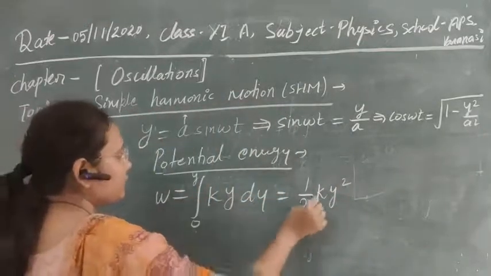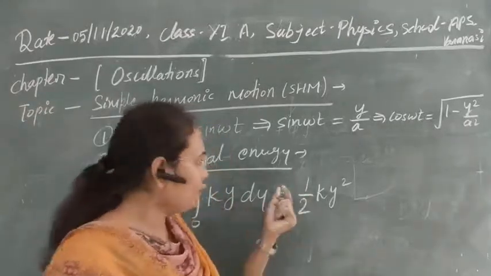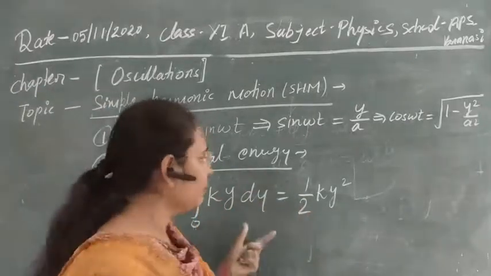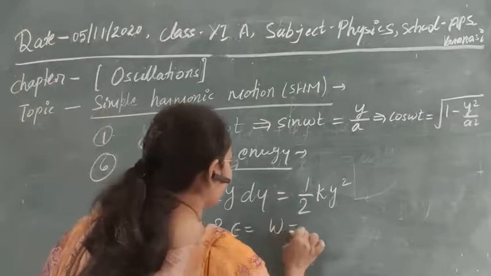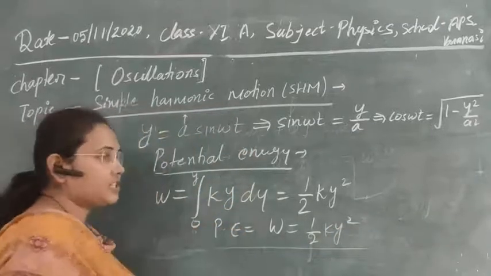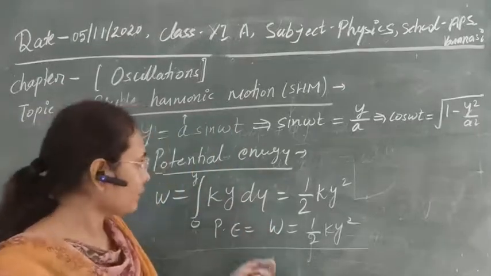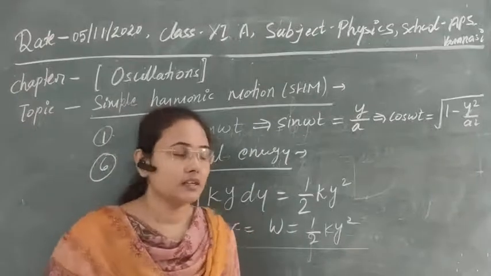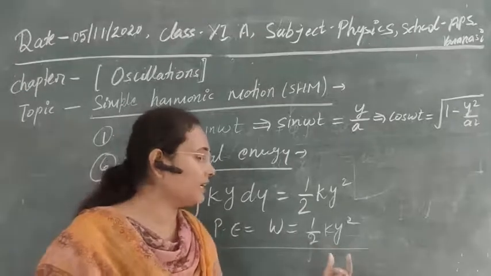So this is the work done in the system to displace a particle by the application of a force on it. And obviously this work done will be stored in the system as potential energy. So finally the potential energy of the system will be equal to W, that is half K y square. This is the elastic potential energy, as you have already studied. So in oscillations, there is an elastic potential energy stored in the system, whose value is half Ky square.